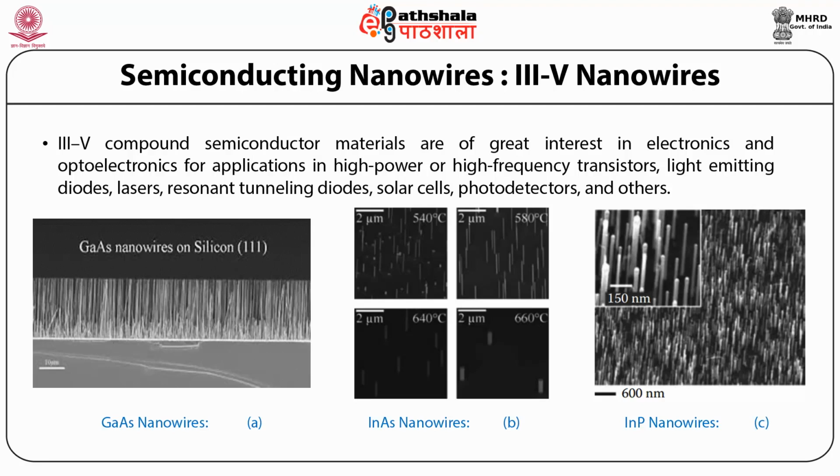Now let us talk about another nanowire, which is indium phosphide. Indium phosphide, another example of a III-V compound, is a direct band gap semiconductor with a gap of 1.34 electron volt that has been widely investigated and used for electronics and optoelectronics applications.